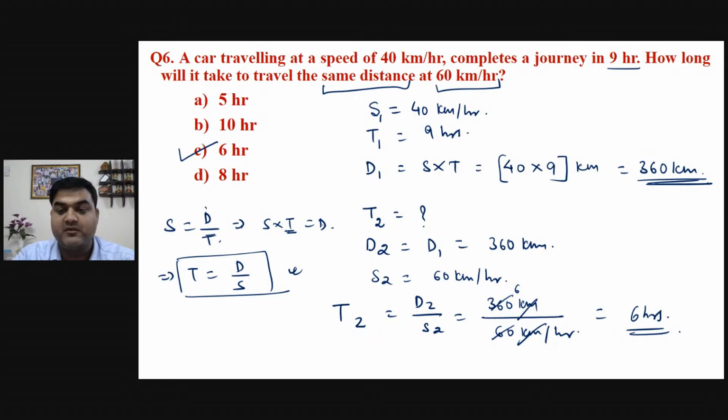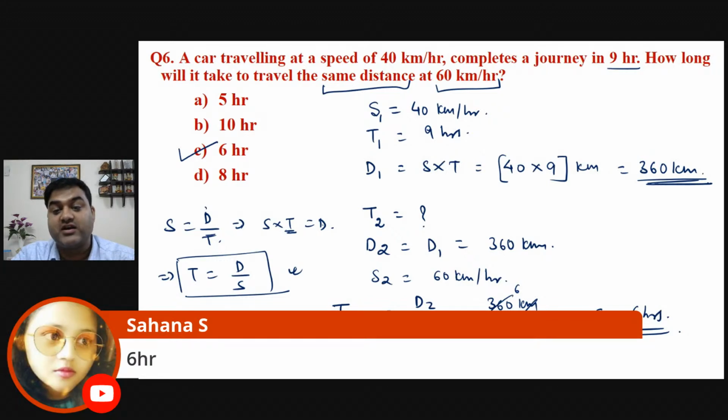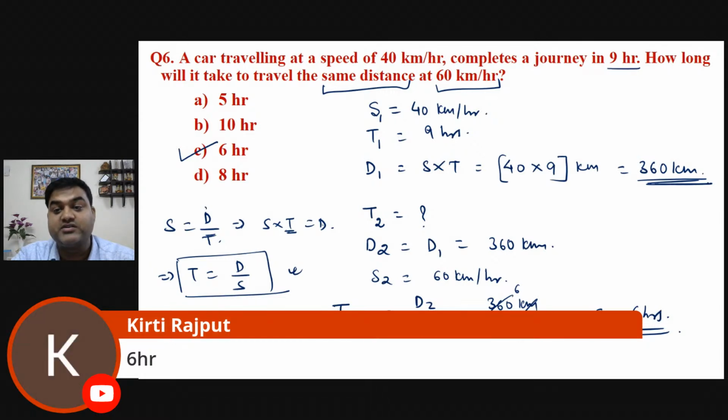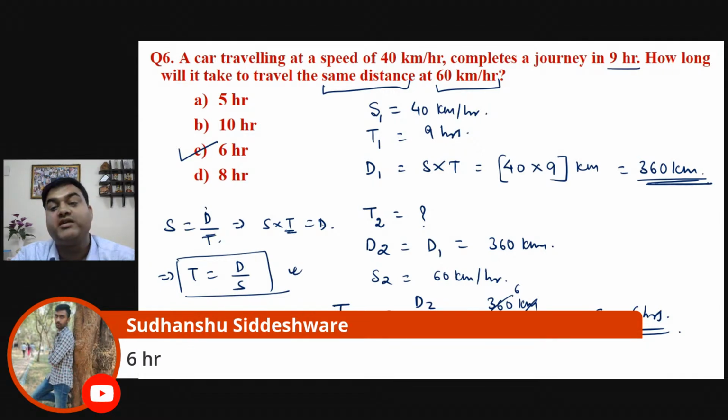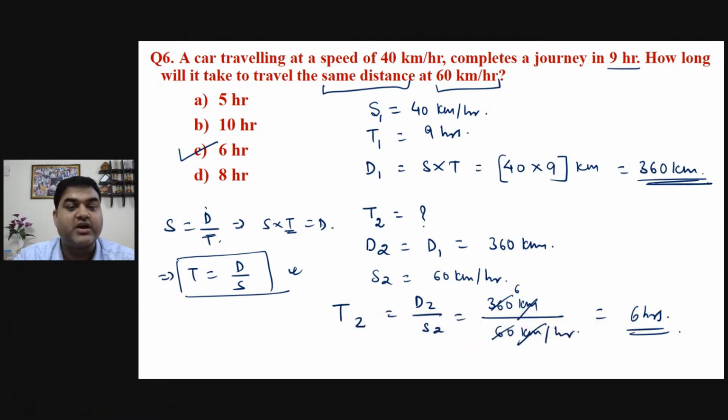Option C. Wonderful. So Lavanya has got the same answer. Nisarga has got it. Okay, wonderful. Sahana has got it. Okay, Vivek has got the answer. Kirti has got the answer. Bhuvana, and then of course Sudhanshu started with this. Wonderful. So lovely to see everybody has got the right answer. So you guys are going right. Let's see this next one.